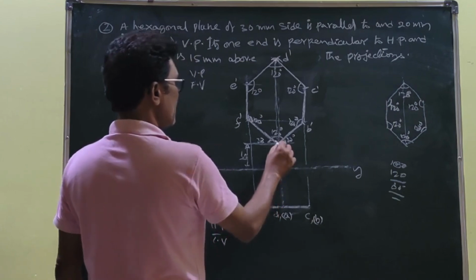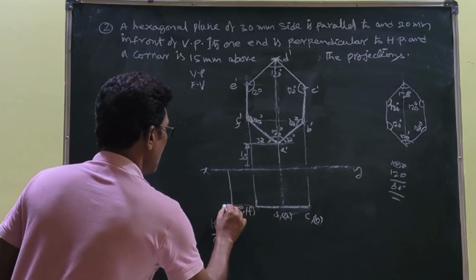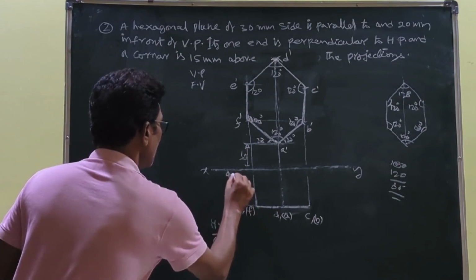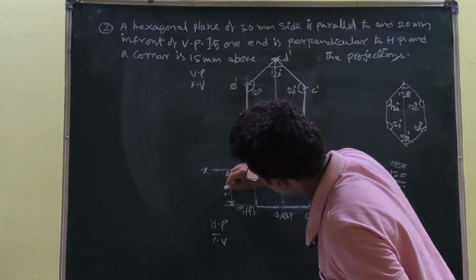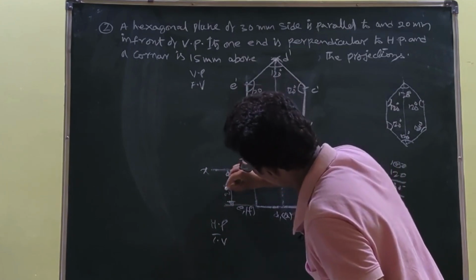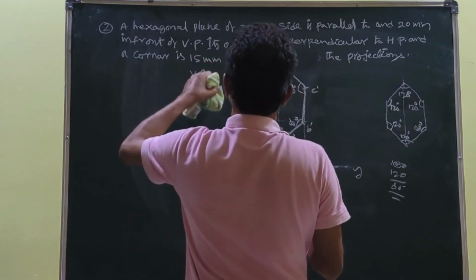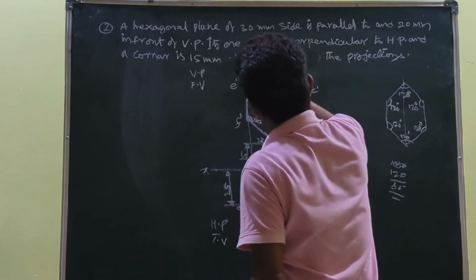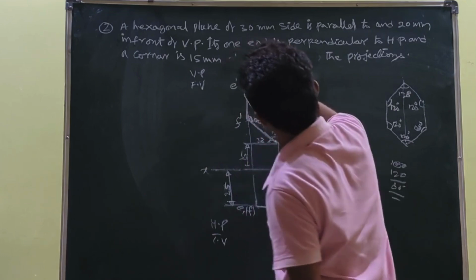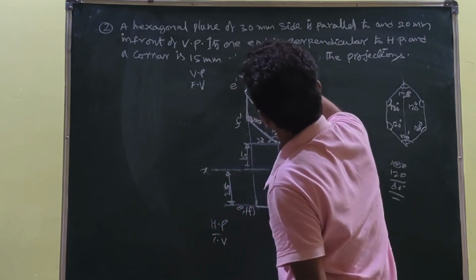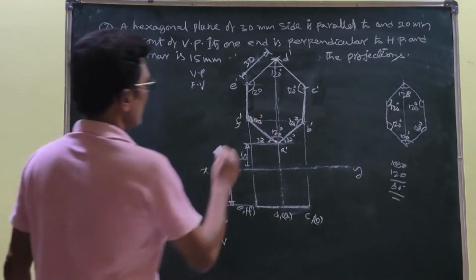Again, I am explaining here. This is the point, this is 15 mm above HP. You show here, this is a 25 mm, this is the 25 mm, and this side is 30. Draw the line. This is 30. Okay, so like this we can construct.